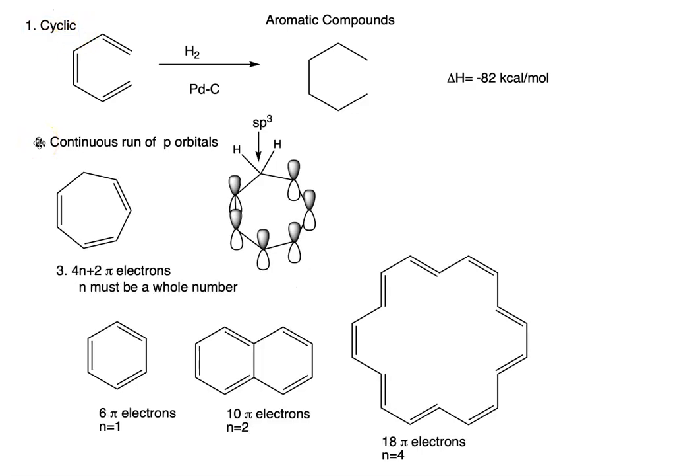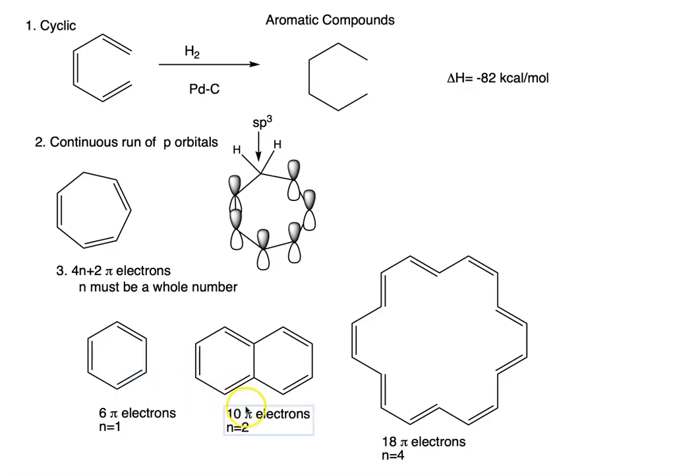The next reason involves the number of pi electrons in my aromatic system. And the general rule is you must have 4n plus 2 pi electrons, where n is a whole number. What do I mean by that? Well, for benzene, we have 2, 4, 6 pi electrons. When n is equal to 1, 4n plus 2 equals 6. So this is an aromatic molecule. It has the right number of electrons.